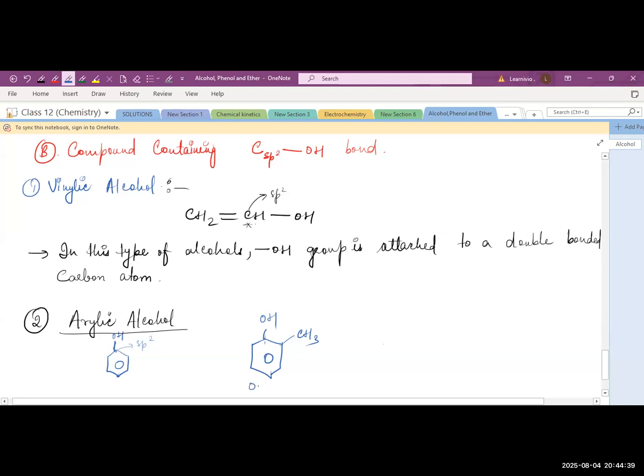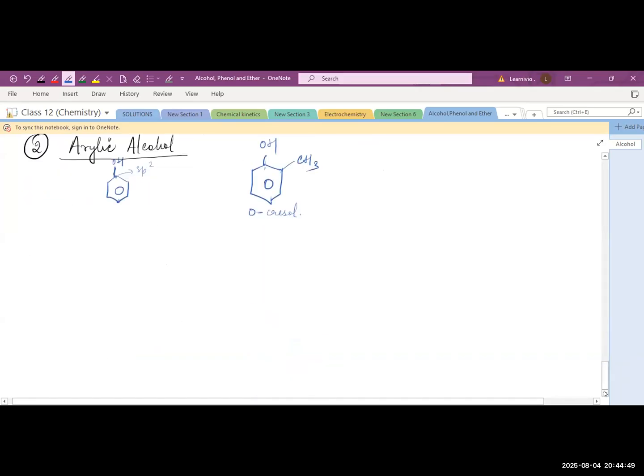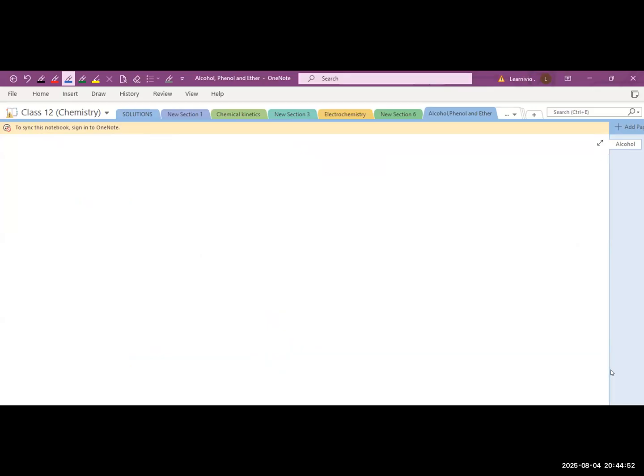और ऑर्थो को हम ओनली स्मॉल ओ से डिनोट करते हैं, ऑर्थो क्रेसोल. So that's all about the classification of alcohols and phenols.